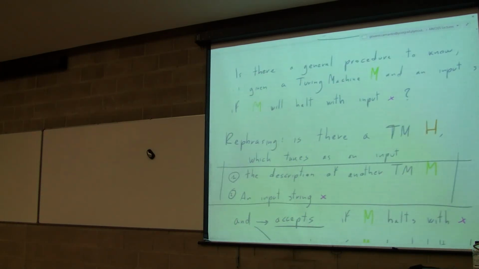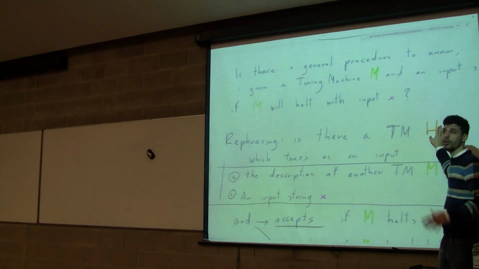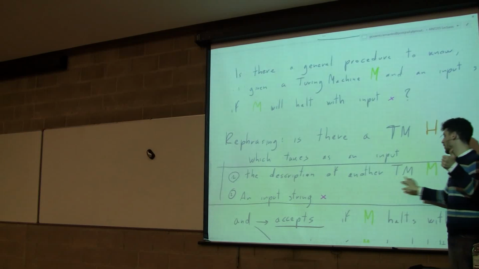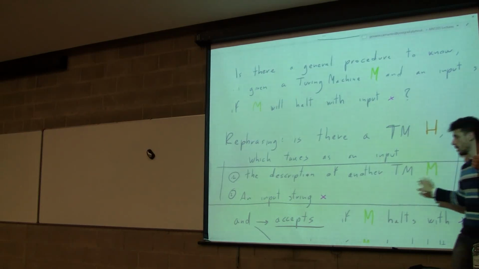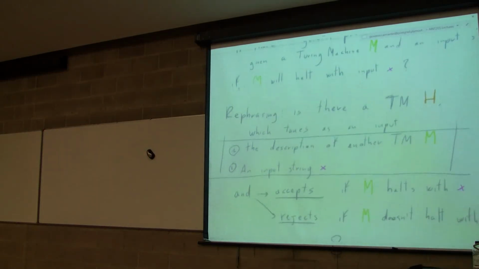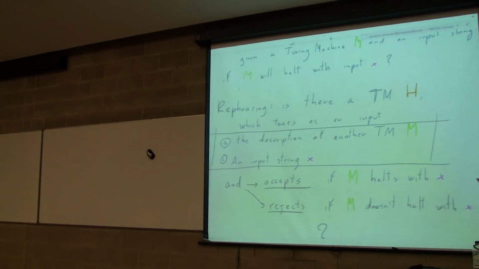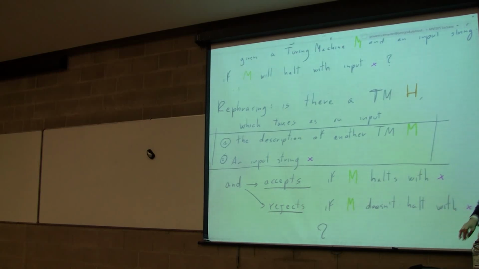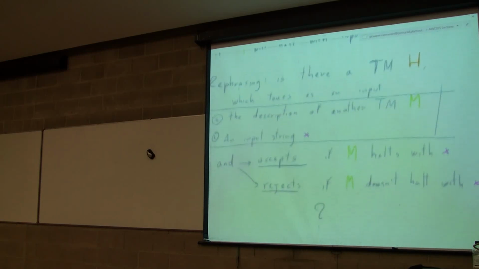Is there a Turing machine H, halt, which takes as an input the description of another Turing machine M and an input string X, and as an output it gives me accept if M halts with X and reject if M doesn't halt with X? So if M loops forever, my H Turing machine rejects. If it doesn't loop forever, it accepts. So can I build this?